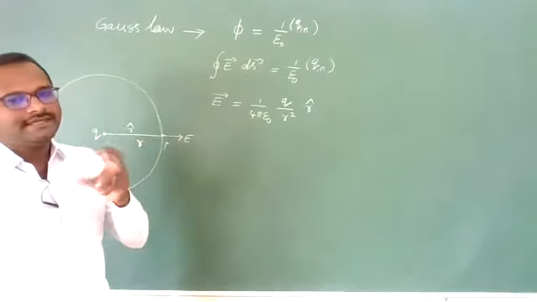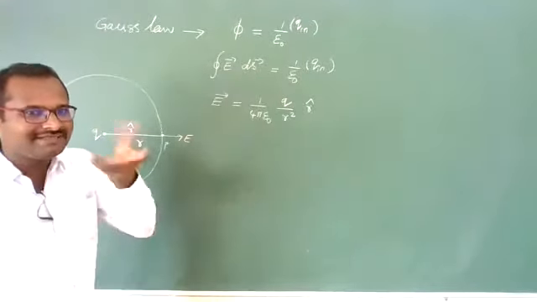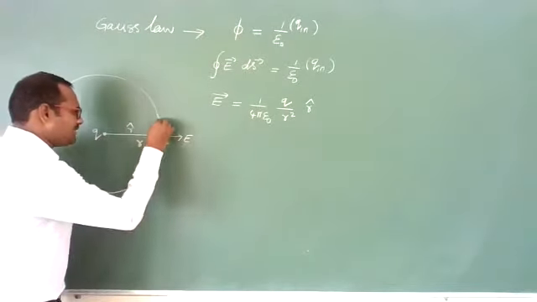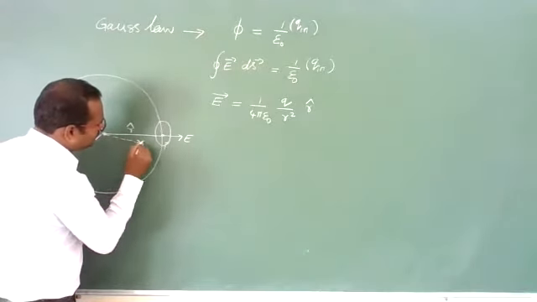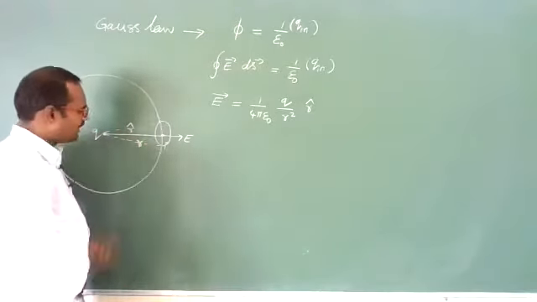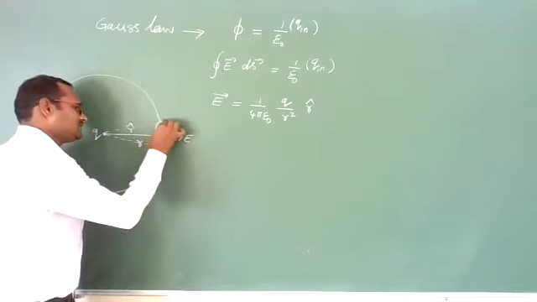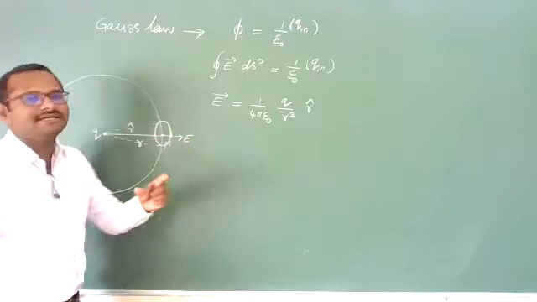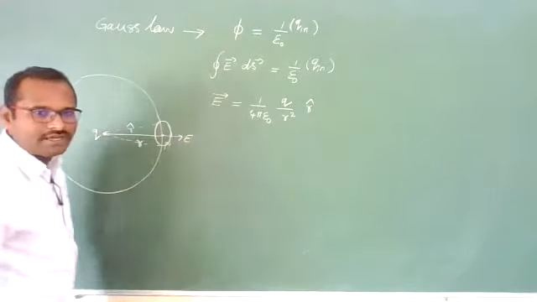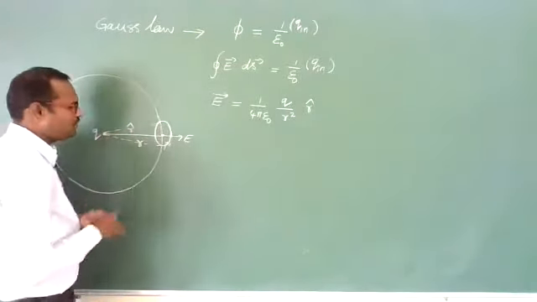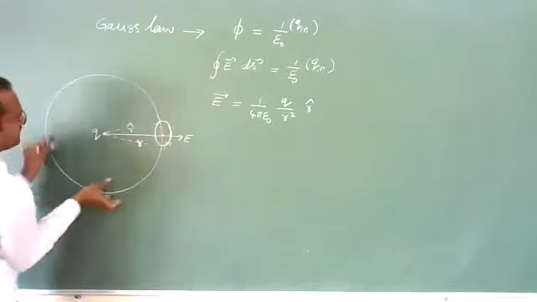Clear? Now let us consider at this point P a small, elementary Gaussian surface, which I am choosing at a distance of r. Are you getting? This is the three-dimensional view I am showing you. If you expand it, it will become the total spherical surface.